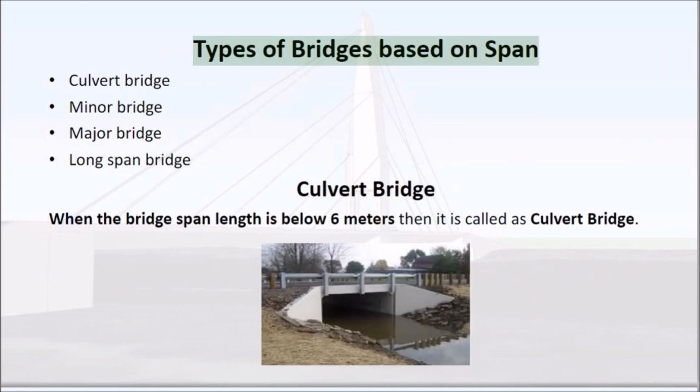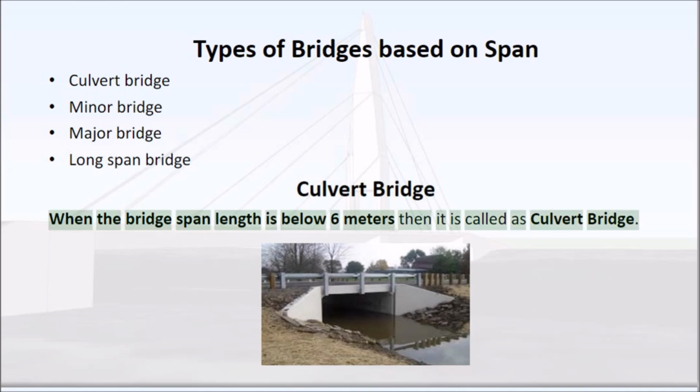Types of bridges based on span: culvert bridge, minor bridge, major bridge, long span bridge. Culvert bridge. When the bridge span length is below 6 meters, then it is called a culvert bridge.